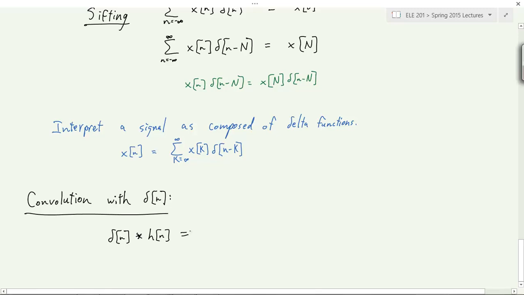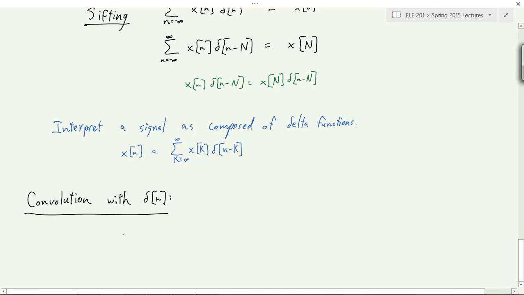Any guesses? Well, I will show you. What was that? Yes, it's going to just be the signal. Exactly. What I'd like to do is, okay, fine, I'll do it this way. Let me switch these around for now.